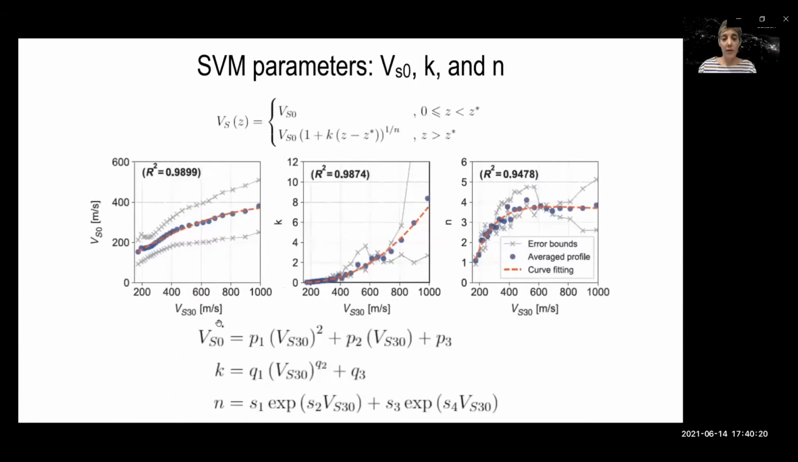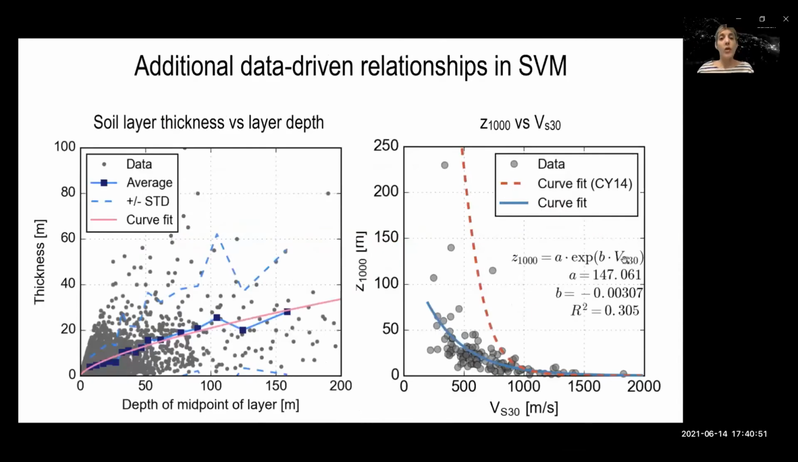So the SVM parameters are shown here. VS0 is the velocity at the surface, and this is a function of VS30 and parameters that are geometric, that are curve fit, basically to the set of data. K is the constant that multiplies the depth from that first constant layer, 2.5 meters, and then n is, 1 over n is the exponent. The error bounds were also idealized first and then parameterized, and the fit of the median is shown here with a dashed line.